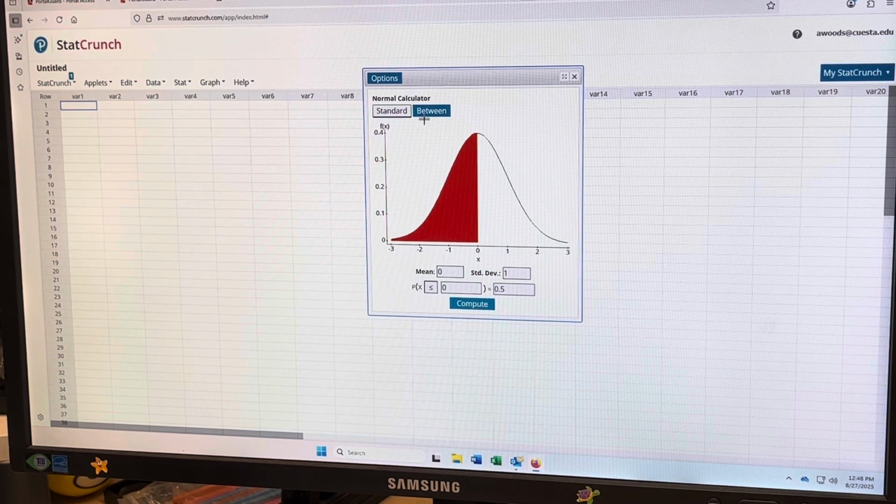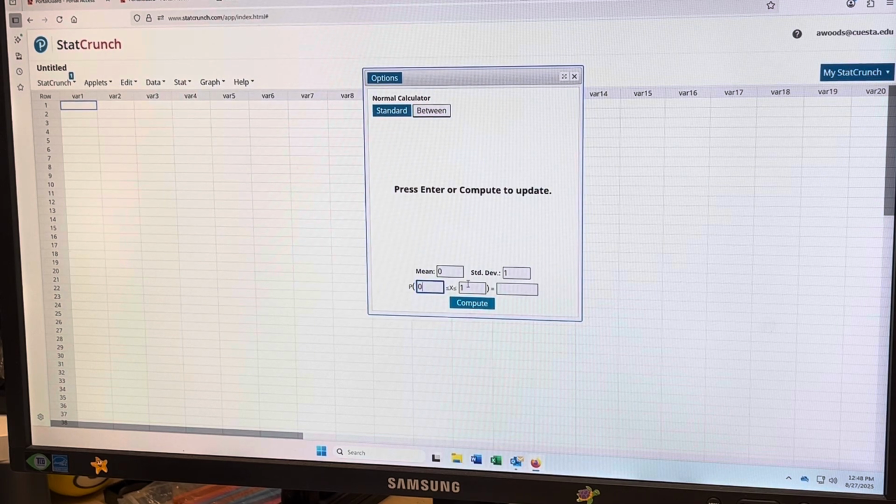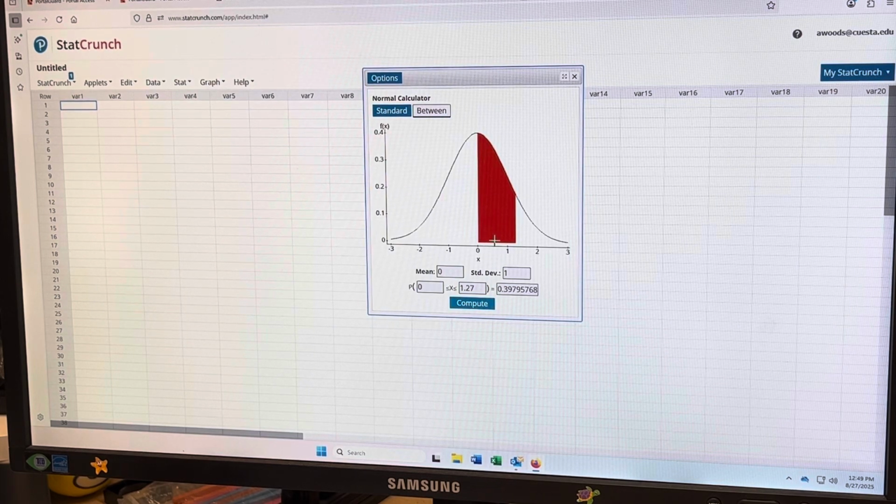The area that we have shaded in is a between. Notice that it looks like it's between 0 and 1.27. So we click over here to between, and then down here, we're going to put our z-scores. We put the lower boundary of 0 and the upper boundary of 1.27, and then we click compute. Now the graph should look like the graph that we drew. And here is the area: 0.39795, so 0.3980. Okay, and that's how we get the area.